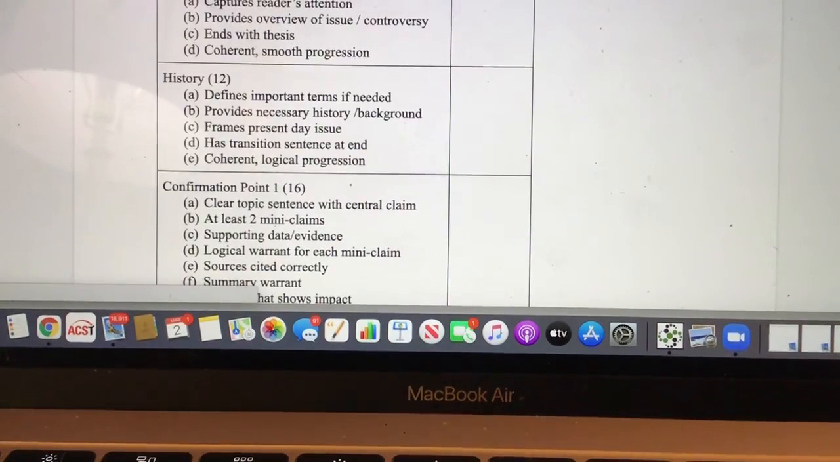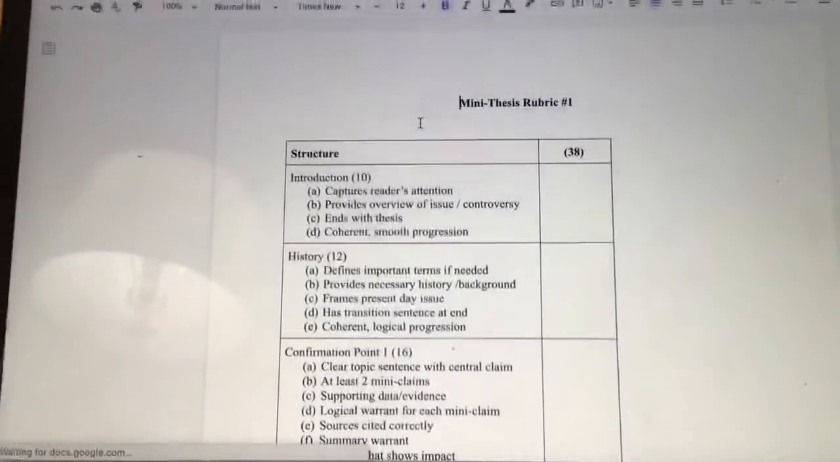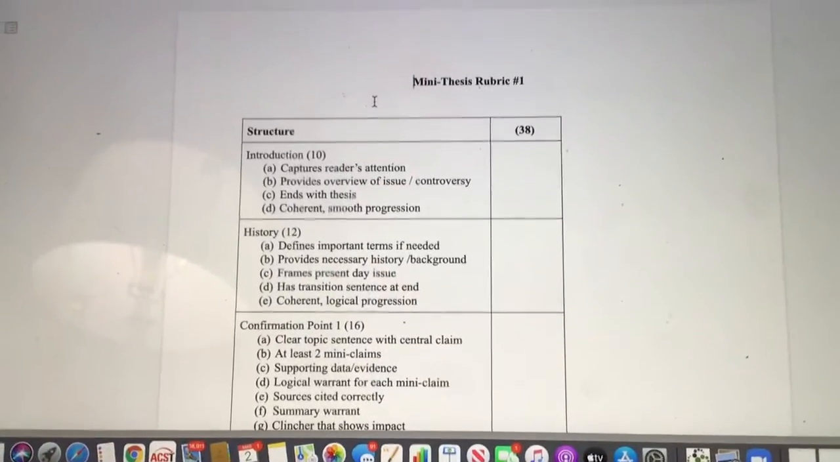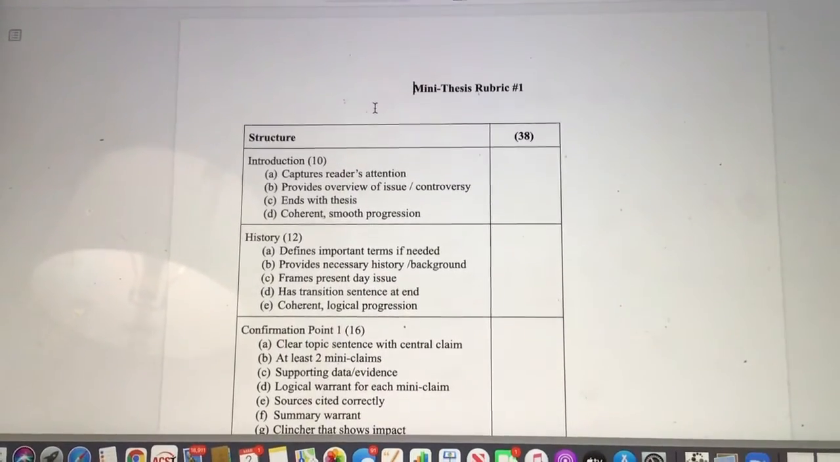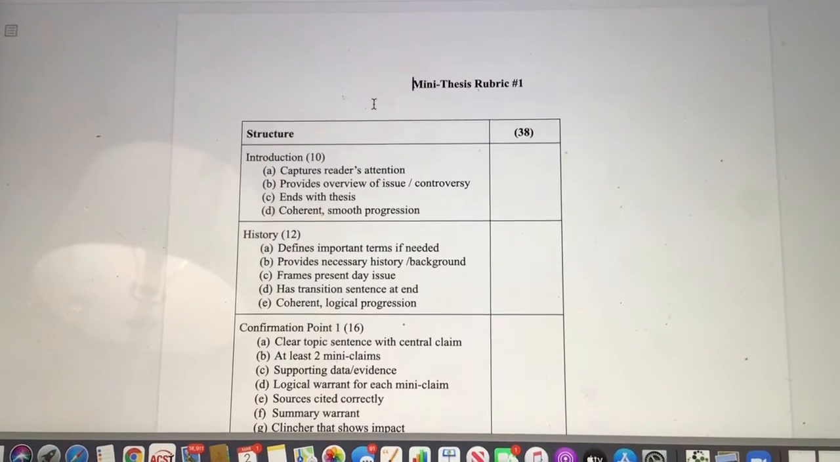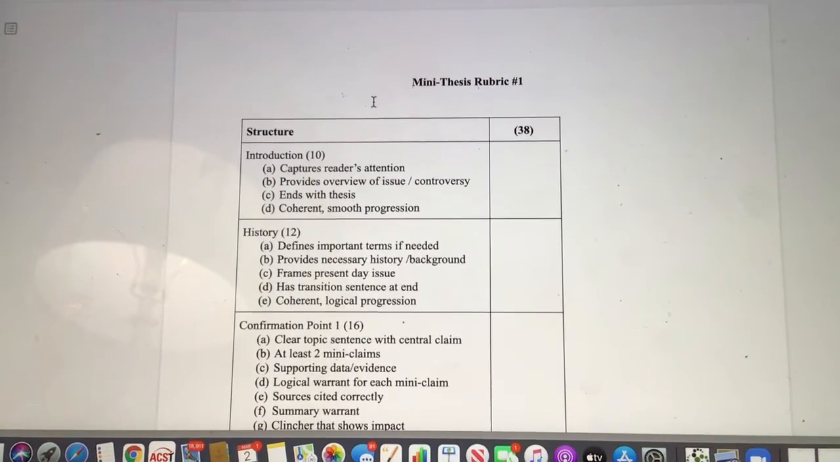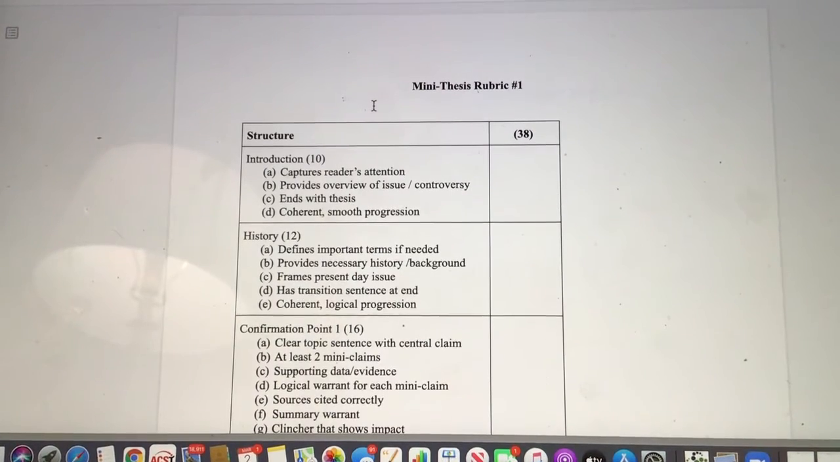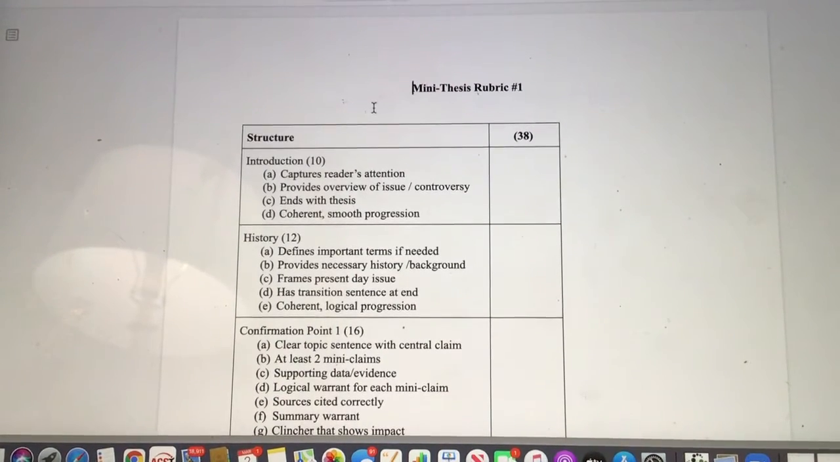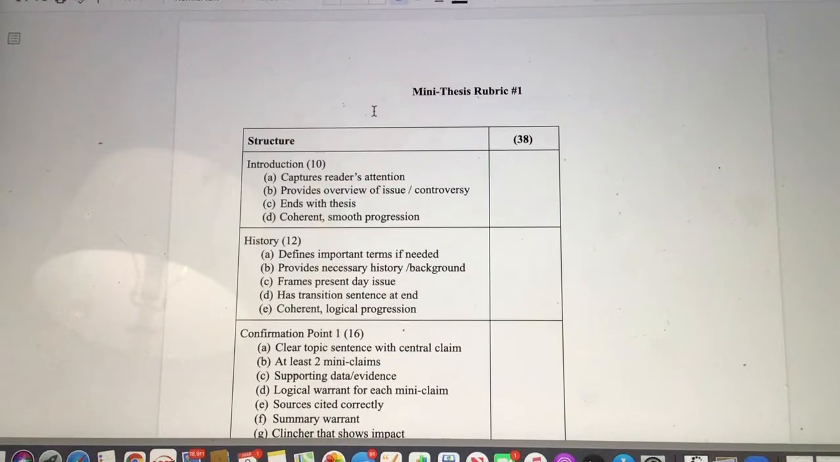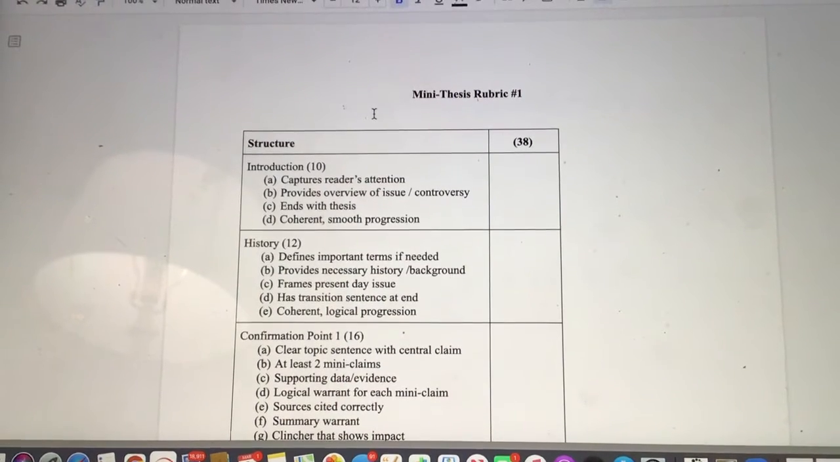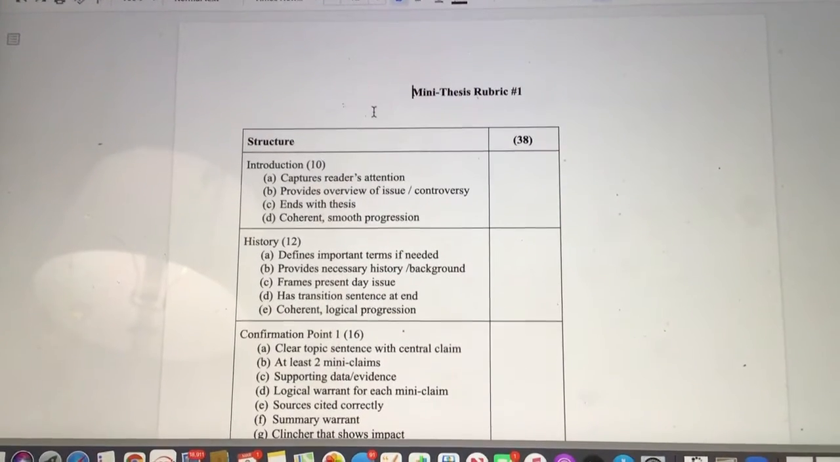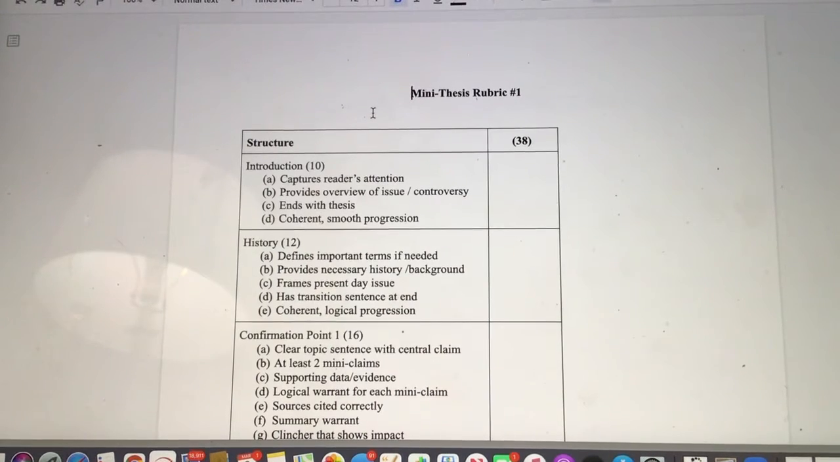Okay, so forgive me. I cannot remember if I've told you all this, but we are in the rough draft portion of mini thesis. So you are going to submit your rough draft of mini thesis in 3 installments. This Thursday, you're submitting intro, history, and confirmation 1. Next Friday, you'll submit confirmation 2 and 3. And then the following Friday, you'll submit the 2 refutation paragraphs in your conclusion. Okay? So that is in installments.